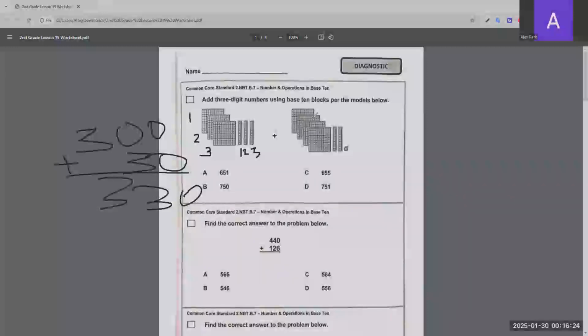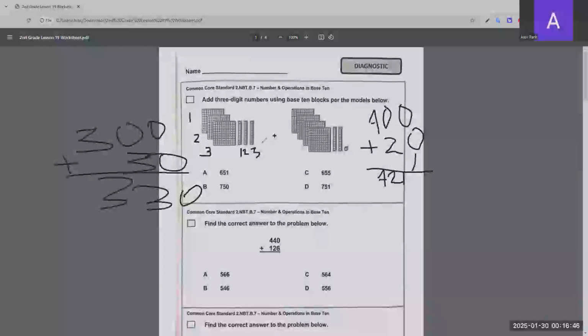And then on the right here, we have four of the big blocks. So that would be 400. And then two of the strips. So that would be 20. And then we just have a singular block here. And that singular block would just be 1. So then if you add that up, that would be 421.